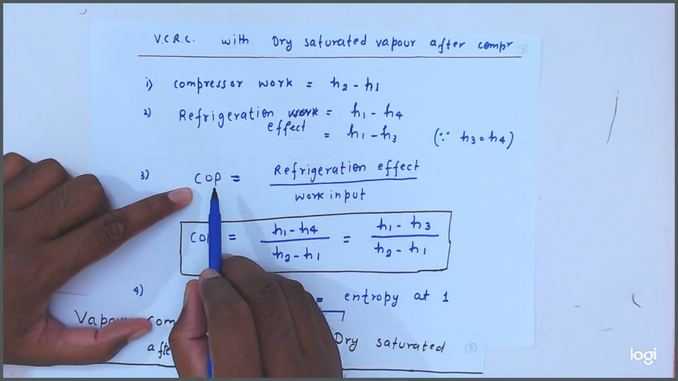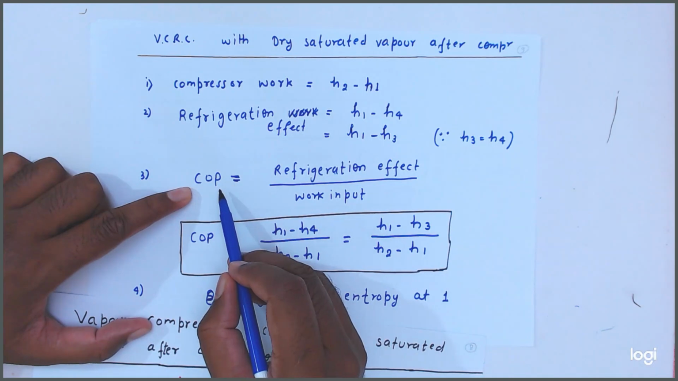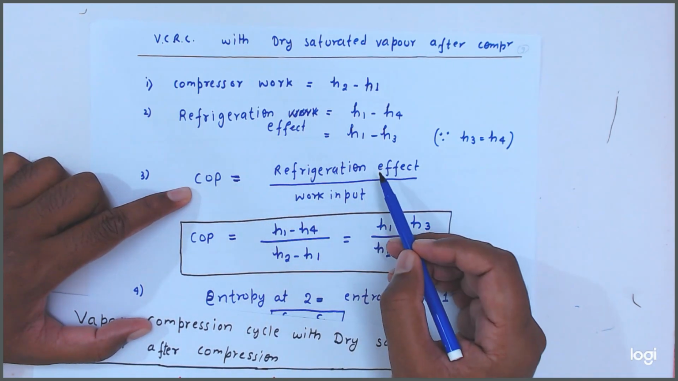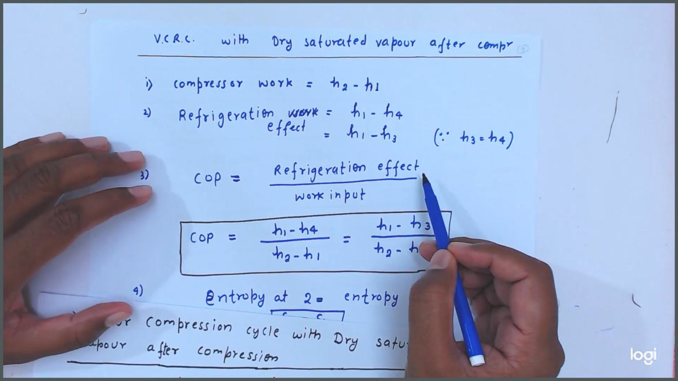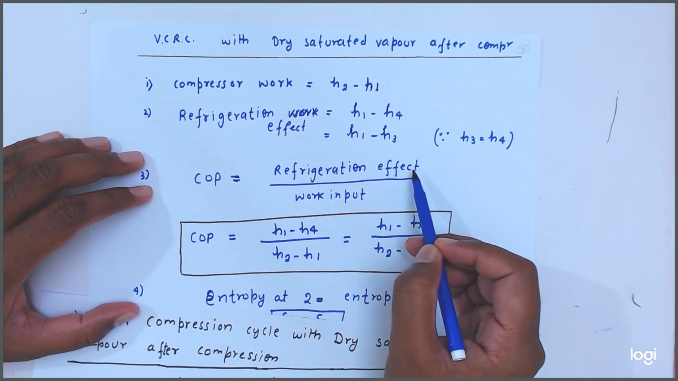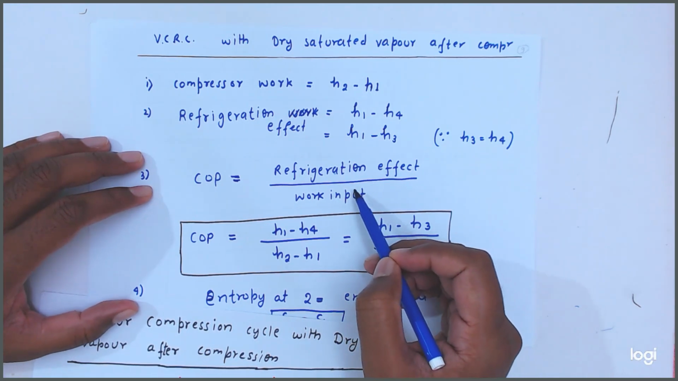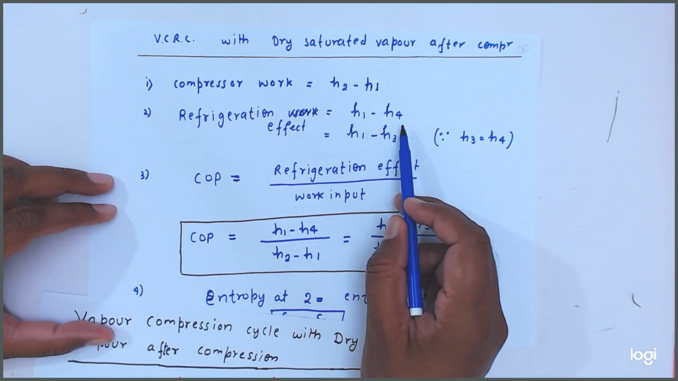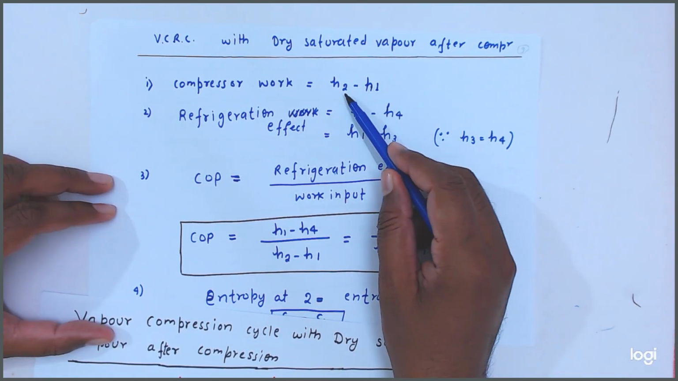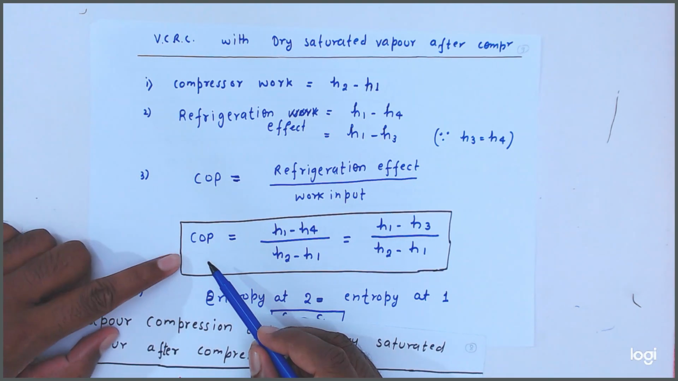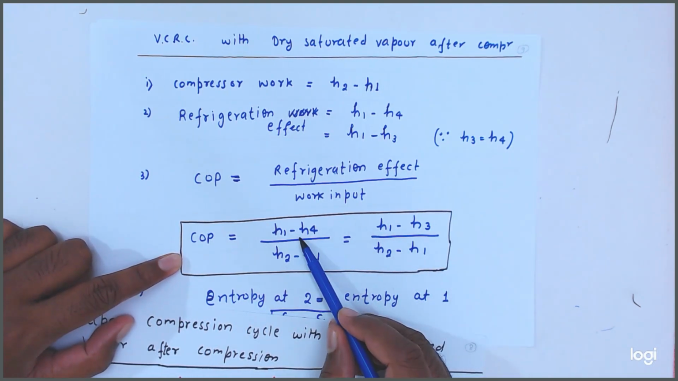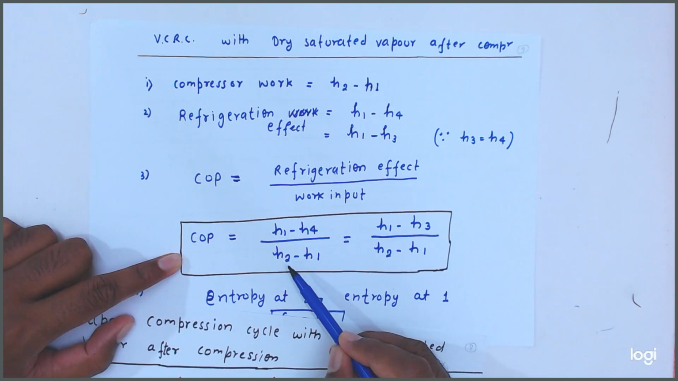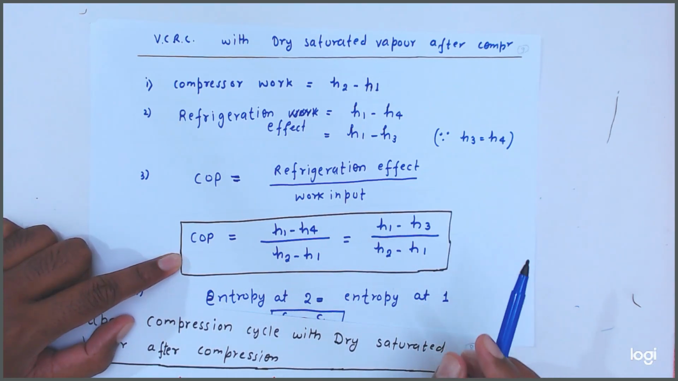Now the third point is COP, what is the coefficient of performance? Coefficient of performance, or COP, equals refrigeration effect upon work input. Work input means compressor work. Okay, refrigeration effect is H1 minus H4, and work input is H2 minus H1. So COP equals refrigeration effect, H1 minus H4 or H1 minus H3, divided by compressor work or work input, H2 minus H1. Getting friends?